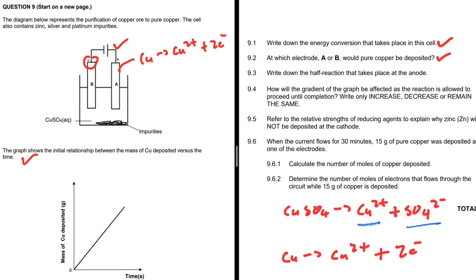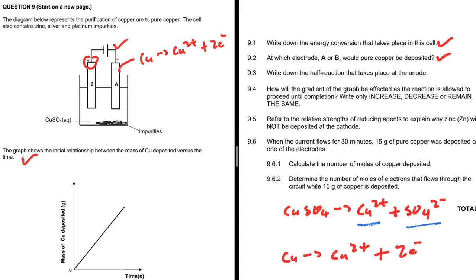So back to our question: how would the gradient of the graph be affected as the reaction is allowed to proceed until completion? Well, the gradient of the graph is not going to change. As oxidation occurs, reduction occurs. So we're never going to reach a point where the rate at which the mass of copper is deposited goes down, or a rate where it increases. The gradient will remain the same throughout until completion.